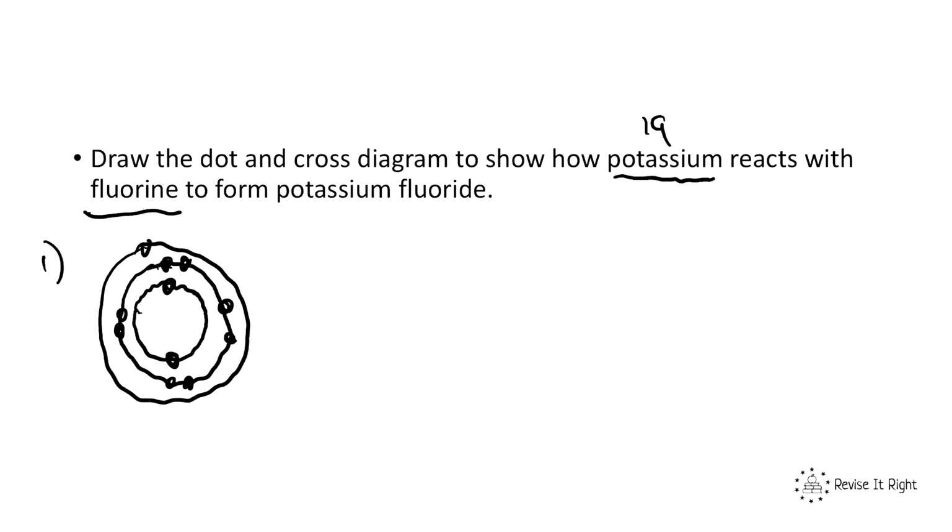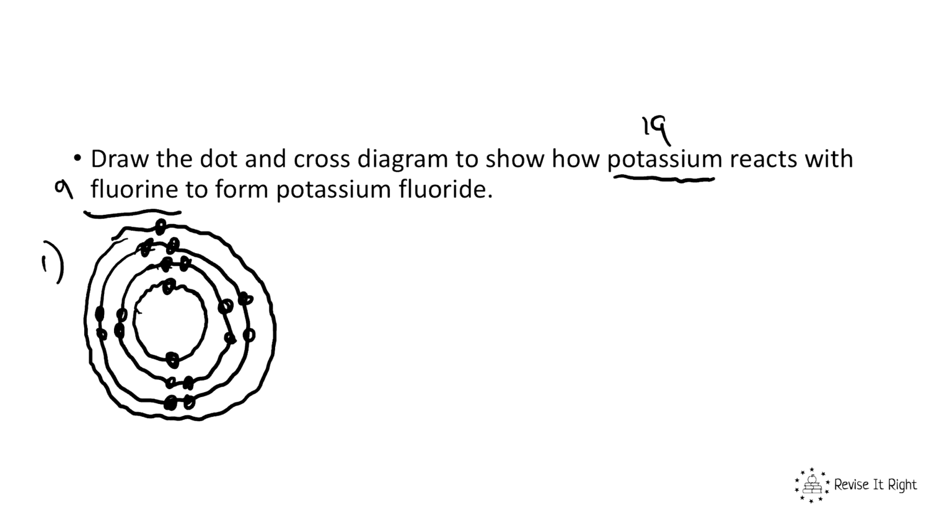We'd have a further 8. And then we'd have one more shell with 1 on. Now we can check we're right, of course, because potassium is in group 1, therefore it should have 1 electron in the outer shell. Now we can draw the electronic configuration for fluorine. We find fluorine on the periodic table, it's got 9 electrons.